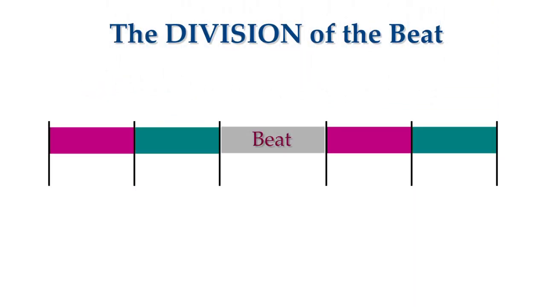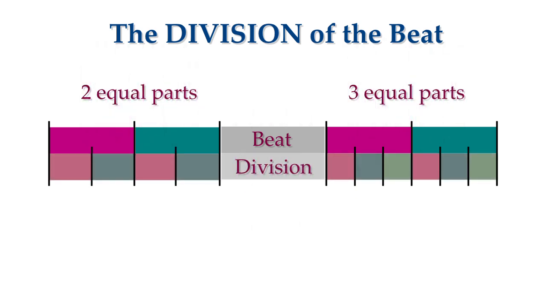We divide the beat into either 2 or 3 equal parts. This is the division level of musical time. Remember, only 2 equal parts or 3 equal parts. That's it.